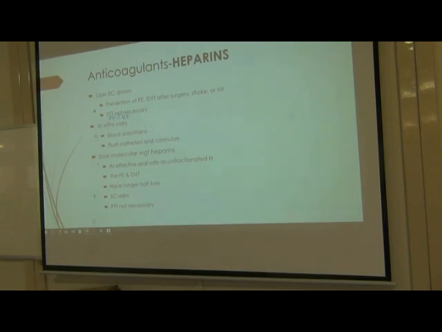So I said heparin is there as unfractionated or low molecular weight. The low molecular weight is just as effective as your unfractionated. It can be used for the same conditions. It has a longer half-life and all of those.